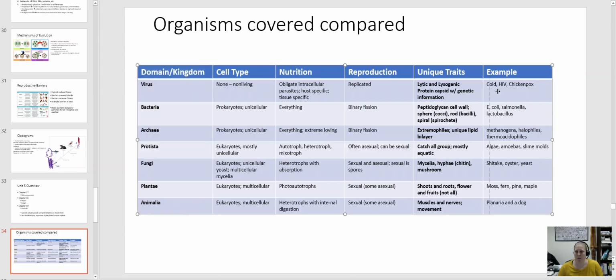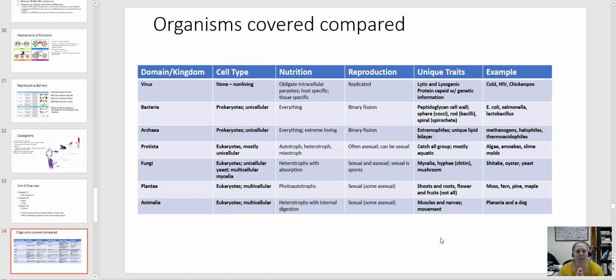and then an example. I wouldn't necessarily put their reproduction style. I wouldn't necessarily put their cell type unless you can't remember that. That might be a good thing to add in there, but you could combine that into unique traits. You don't need to worry too much about nutrition and reproduction. So if we look at this, then we're saying, okay, can I tell the difference between these major classifications of life that we went through?